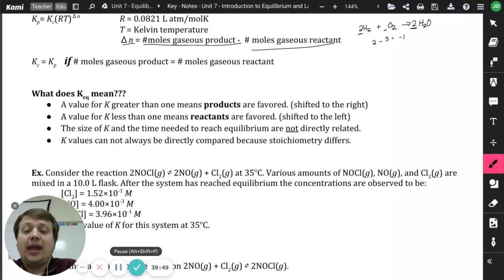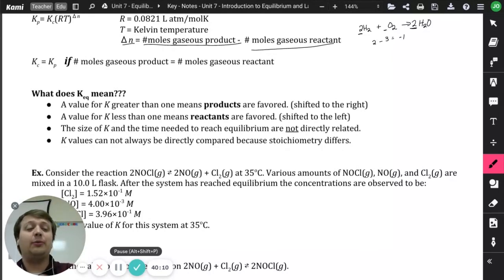Next, K values cannot always be directly compared because their stoichiometry is going to differ. So basically, each reaction is its own thing, and we can't directly relate two different K values. Okay, so do keep that in mind as well. All right, so that is everything.